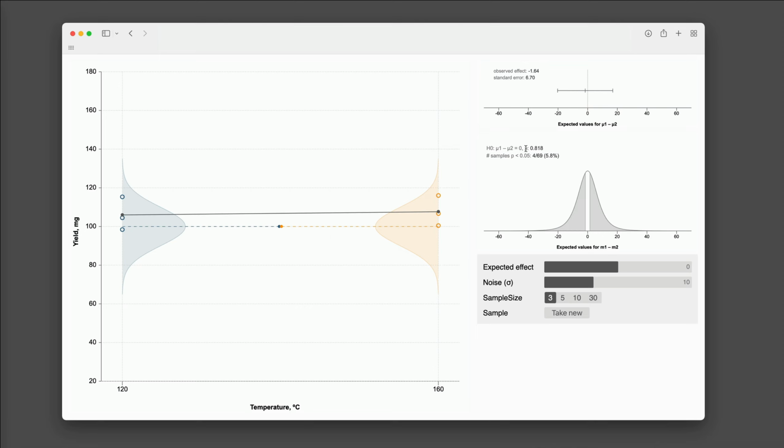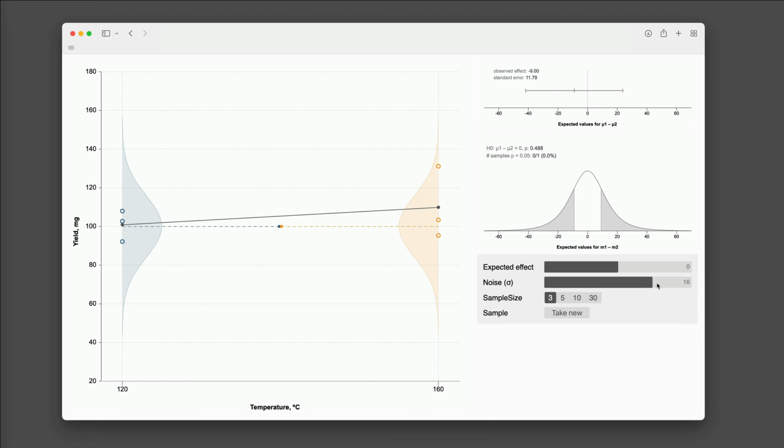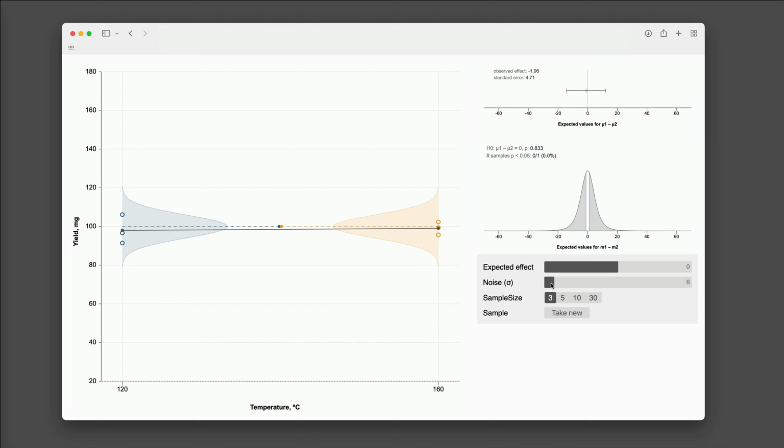And then this 5% doesn't depend on anything. I mean, if you change the noise, for example, if you make it bigger, or let me make it smaller, right? So the noise is smaller. When the noise is smaller, it means also that the standard error is smaller. And the ratio is more or less the same.